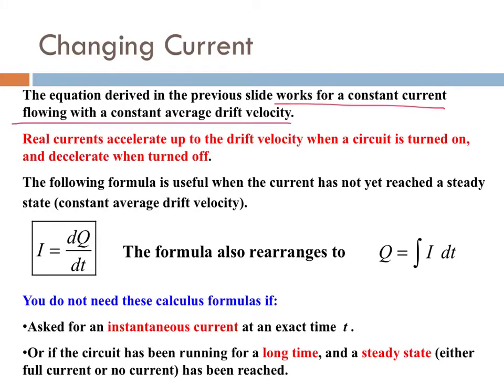Real currents accelerate up to the drift velocity when a circuit is turned on and then decelerate when turned off. The following formula is useful when the current has not yet reached a steady state, or constant average drift velocity. So that means we need to use other equations when we are looking at the very beginning or the very end of our current. Namely, we can use current, I, is equal to dq over dt, which means that we can also write this in terms of an integral.